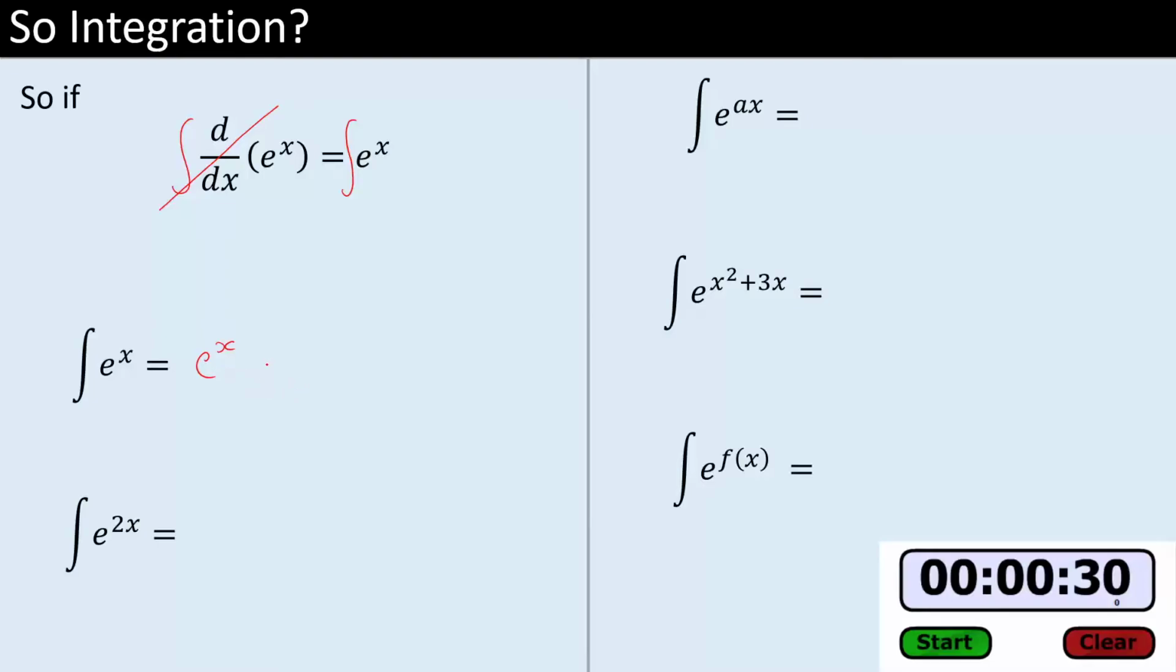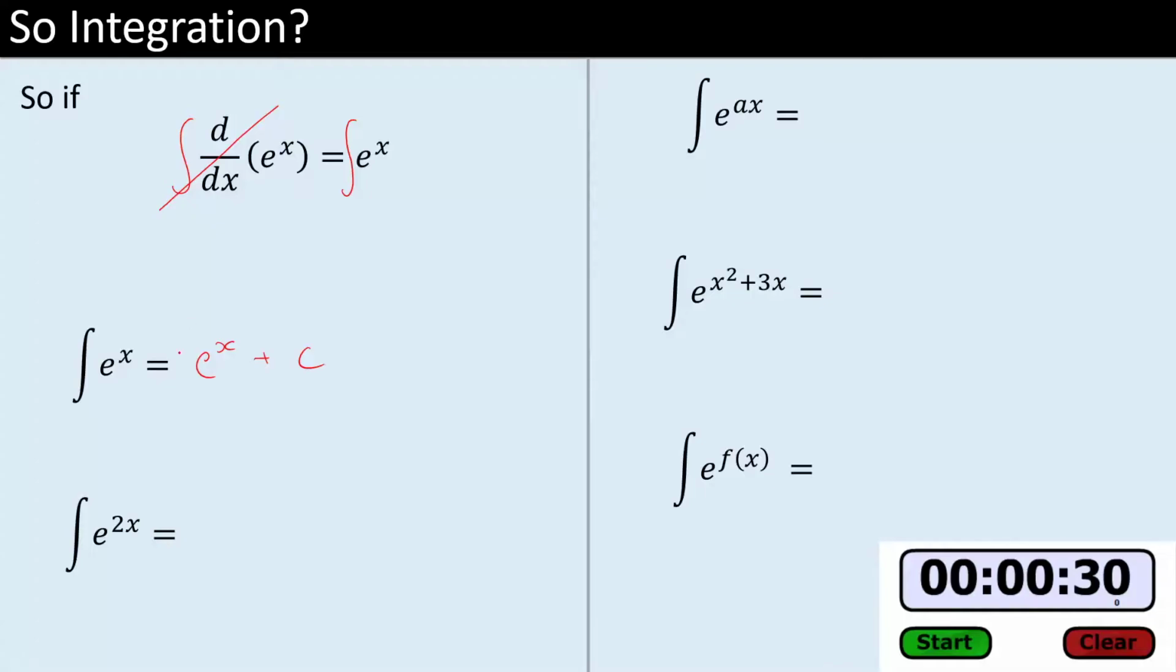So that by itself is not correct. We're missing something, as with all integrations with no limits. We have to remember that constant of integration, okay? We have to remember it.